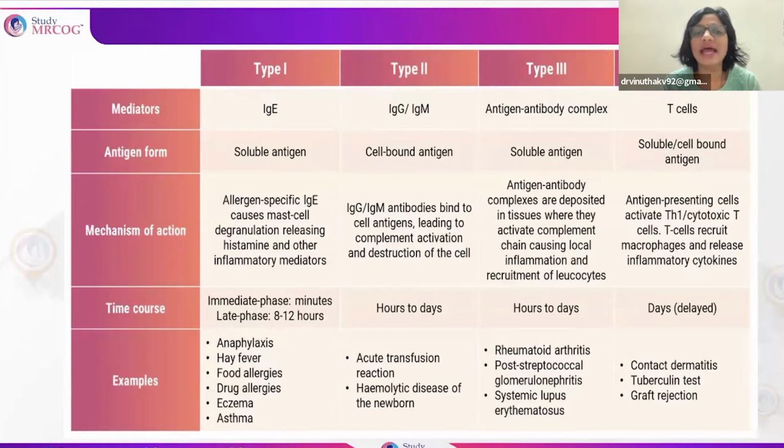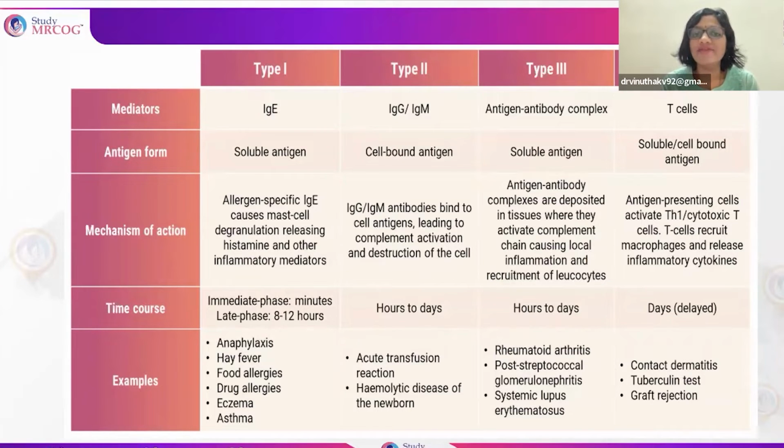And type 3 is antigen antibody complex. Again it is a soluble antigen. The antigen antibody complex is formed, goes and gets deposited in one of the tissues, and from there it activates the complement system. It can typically take hours to days for this to happen. The examples are rheumatoid arthritis, post-streptococcal glomerulonephritis, and SLE, that is systemic lupus erythematosus.